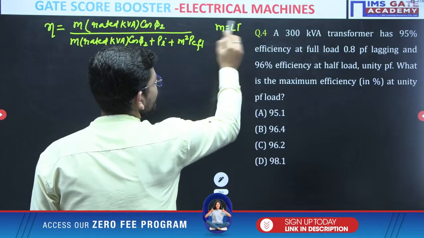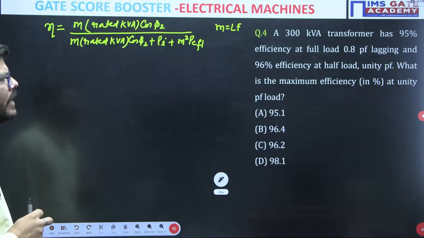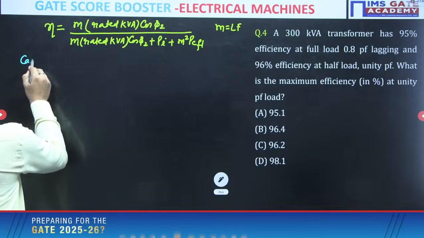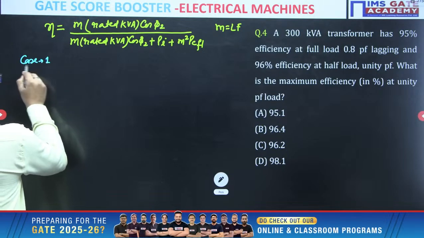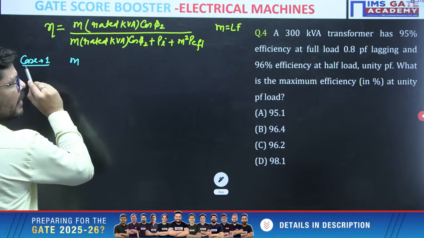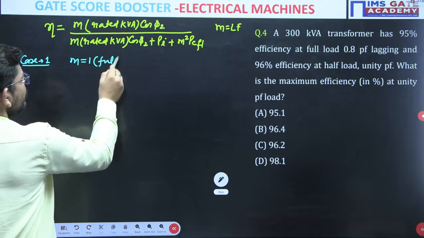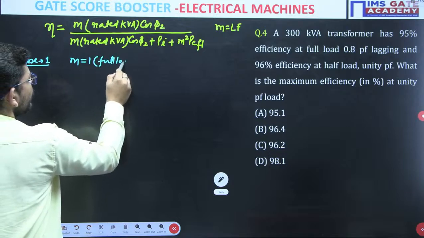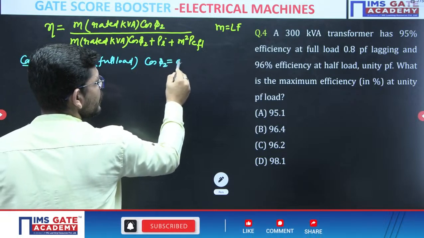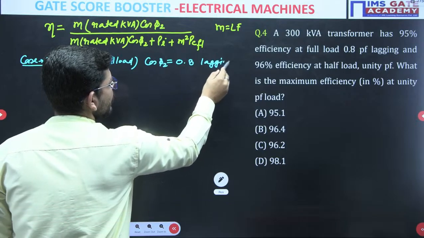In the first case the load factor is 1, and in the second case it is half. So in case number 1, if you apply this formula, what are you going to get? In case number 1, we have been given the value of M to be 1 because it is full load, and the power factor given is 0.8 lagging.